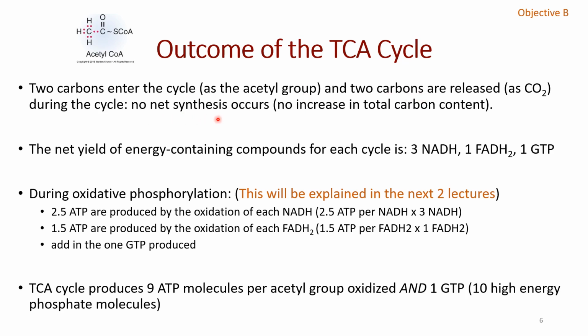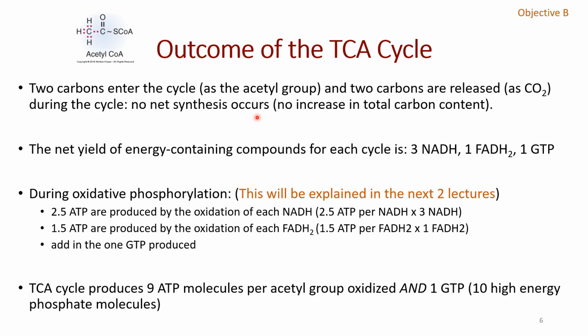That means there's no net synthesis of carbon content, no increase in the total carbon of the cell due to the TCA cycle. If you've had biochemistry before and you've looked at how plants use the TCA cycle, you know that they do increase their carbon content. They're trying to synthesize glucose. We're not going to go there. We're not going to be concerned about that. We're going to be interested in human metabolism.